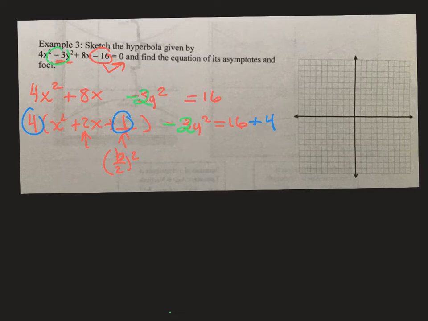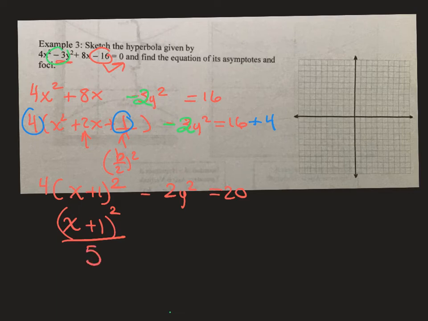Sorry about that. Okay. So this, when we complete the square, is going to be a 4 times (x plus 1) squared minus a 2y squared equals 20. And I'm going to divide the 20 over, so I'm going to get (x plus 1) squared over, when I take the 20 and divide it over, 4 over 20 is a 5, minus y squared over 2 over 20 is a 10, equals 1.